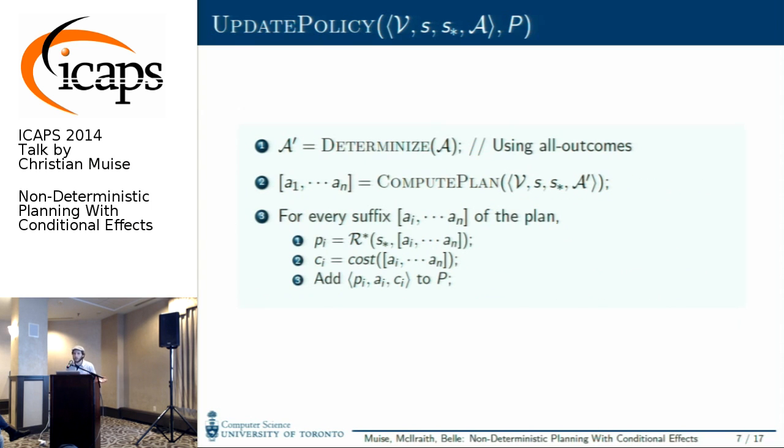Now inside of update policy, you determinize, and we use the all outcomes determinization. Every non-deterministic action with k effects becomes k new actions, and you can choose which one you want to apply. And you compute a new classical plan with this determinized domain. Now from that plan, this was the trick where we used regression, and this is the repeated regression back through here. And this tells you the condition pi that needs to hold in order for some suffix, ai to an, in order to achieve your goal.